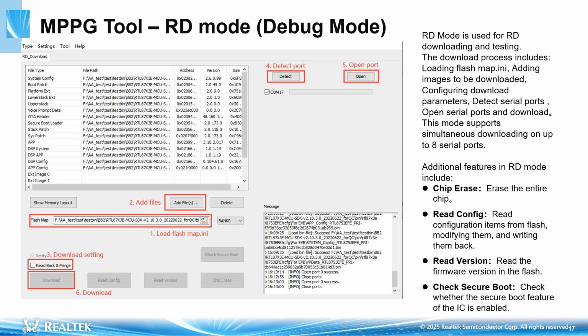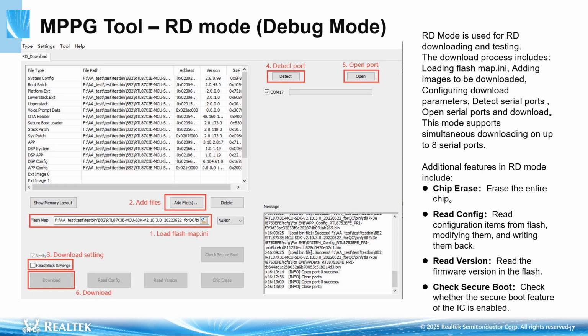RD mode is used for RD downloading and testing. The download process includes loading flashmap.ini, adding images to be downloaded, configuring download parameters, detecting serial ports, opening serial ports, and downloading. This mode supports simultaneous downloading on up to 8 serial ports.